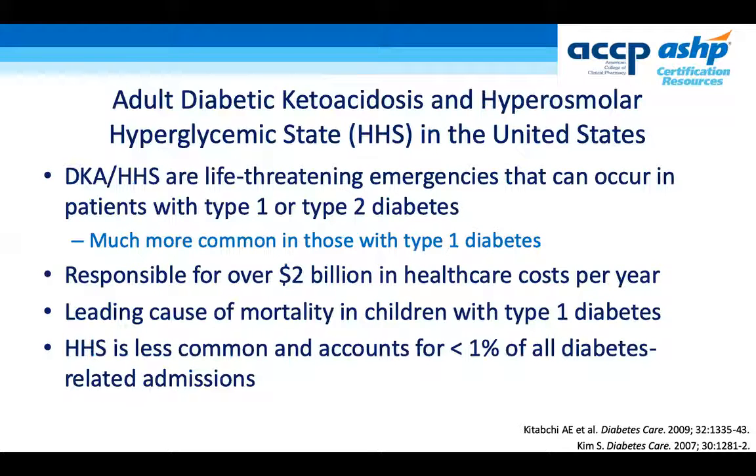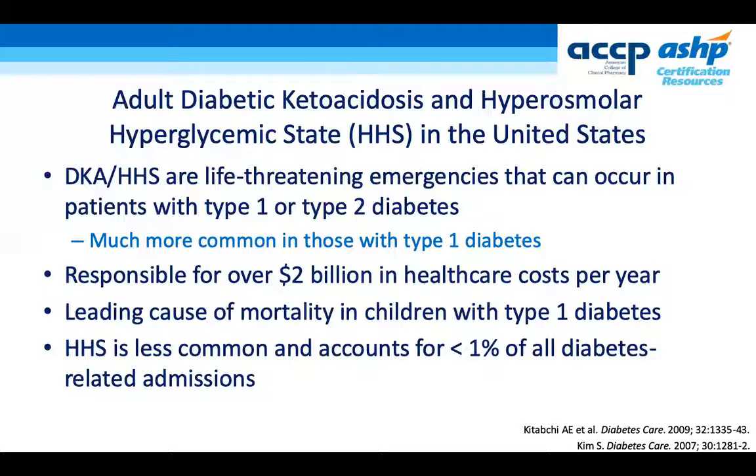For some background on DKA and HHS, both are life-threatening emergencies that can occur in patients with type 1 or type 2 diabetes. They are both much more common, though, in those with type 1 diabetes, accounting for about 2/3 of our total cases. It's responsible for over $2 billion in healthcare dollars per year, so a significant amount of costs.